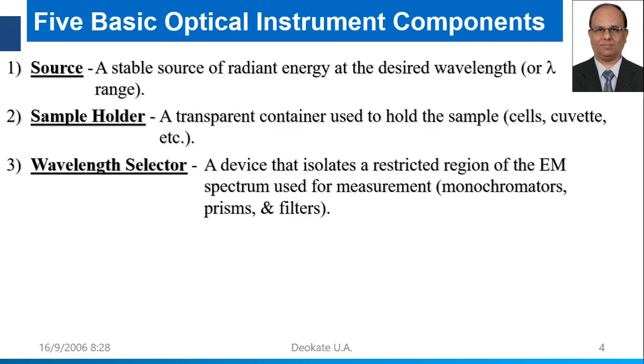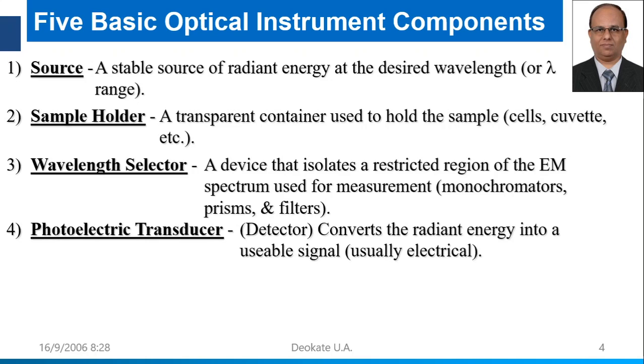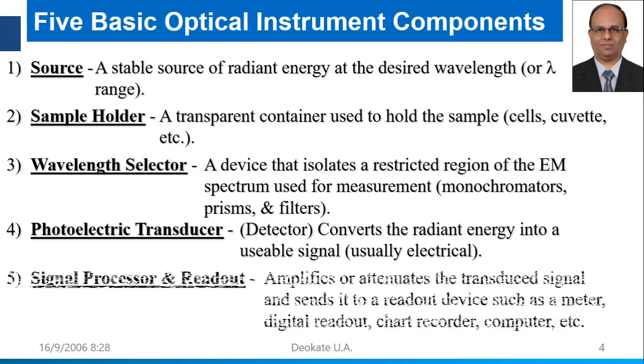As per Beer's-Lambert's law, you have to work in a narrow bandwidth of radiation, and that we can obtain by using this wavelength selector. The fourth component is a photoelectric transducer, also known as a detector, which converts the radiant energy into a usable signal that can be understood. The fifth component is the signal processor and readout unit, that is the amplifiers, attenuators, transducers and signal processors, which convert the signal into a readable form. Therefore, they are known as readout units.